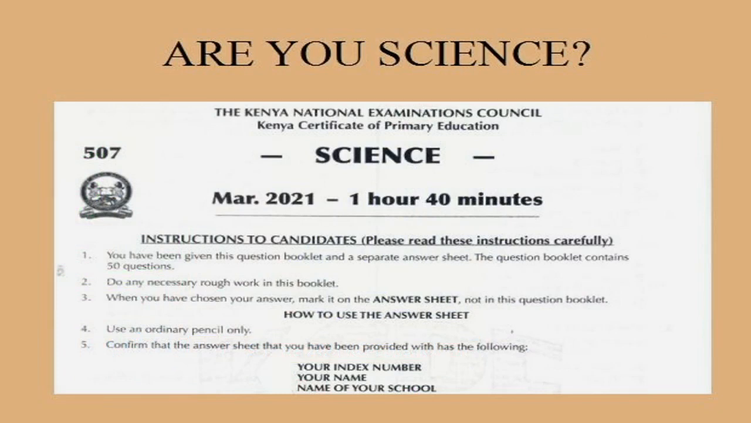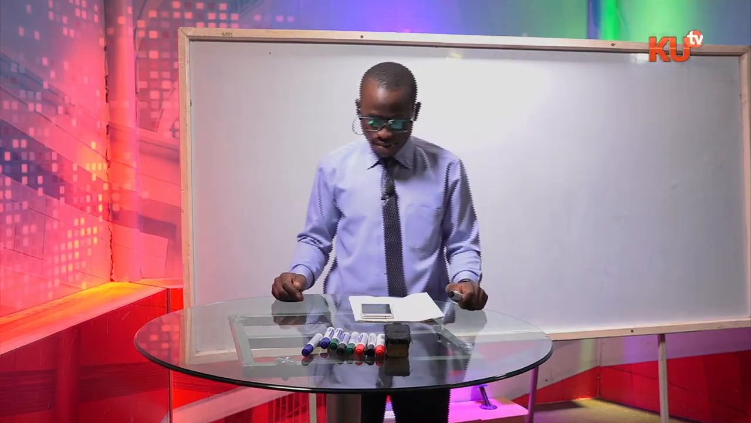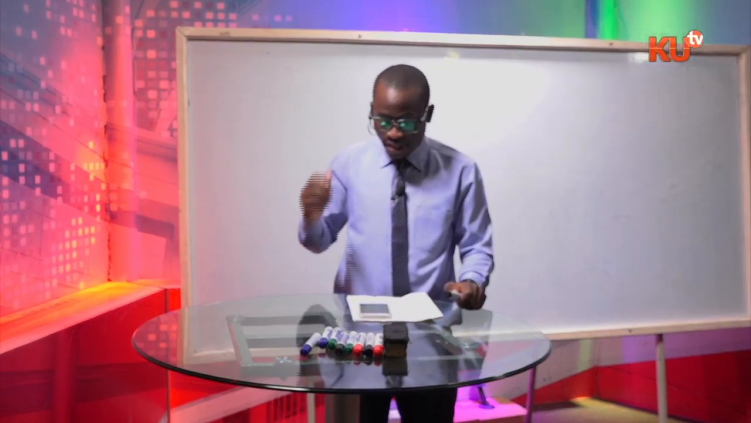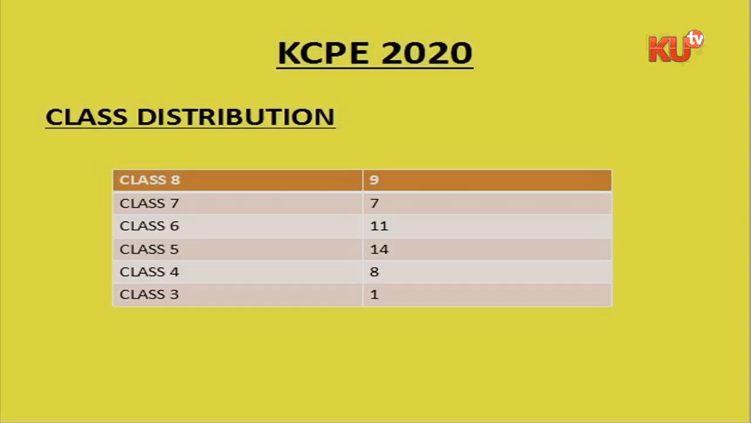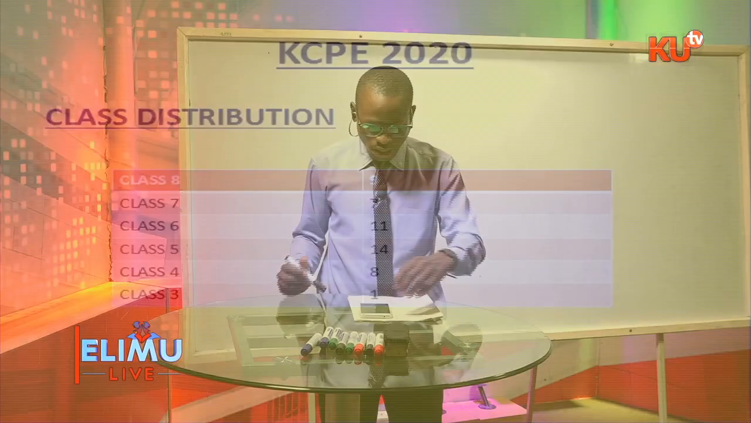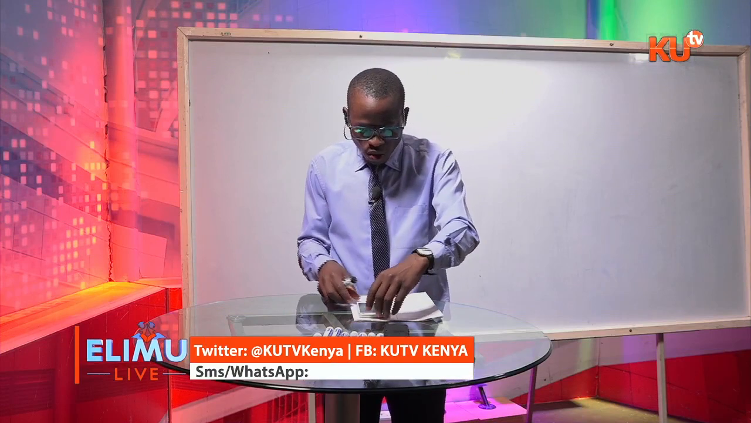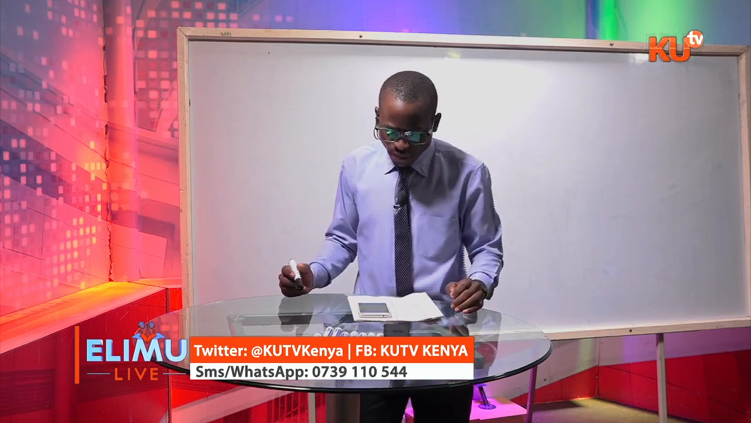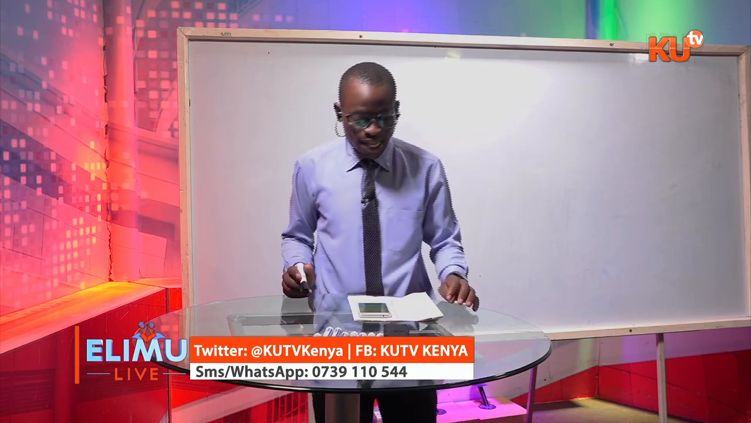As we go from up there, we have class 8. Class 8, there are 9. Class 7, we had 7 questions. Class 6, we had 11 questions. Class 5, we had 14 questions. And class 4, we had 8 questions, boys and girls. So we want just to go through these questions one by one. And as we are doing them, we are going to enjoy more so, boys and girls. So let us look at the first question. Let's look at number 1, boys and girls.